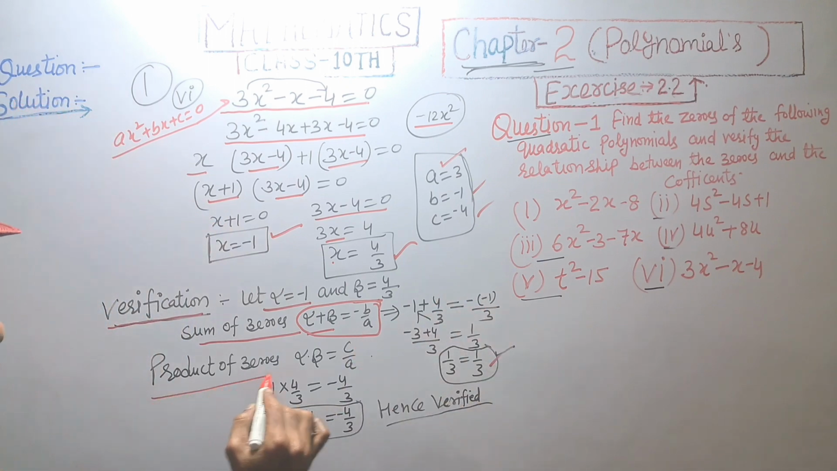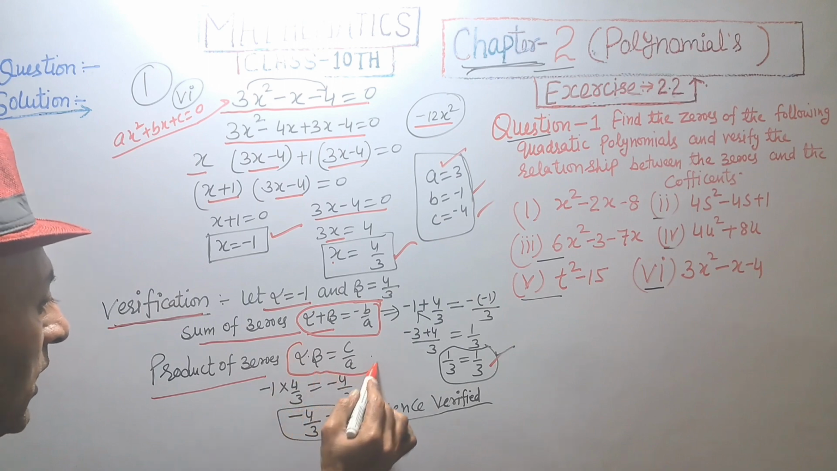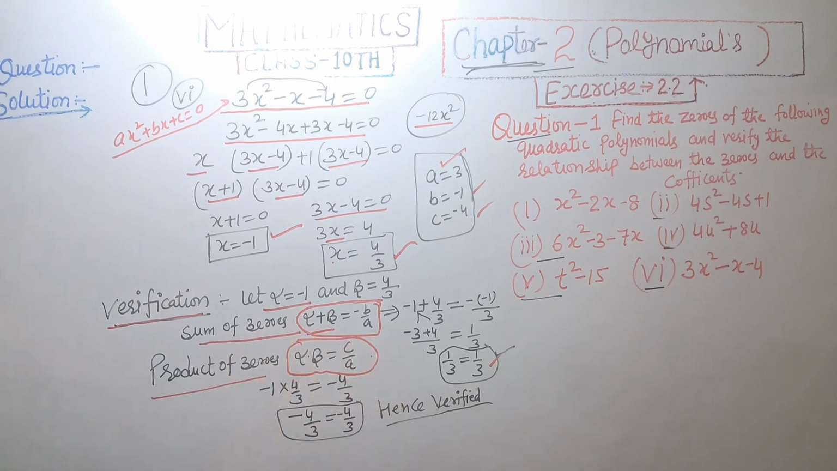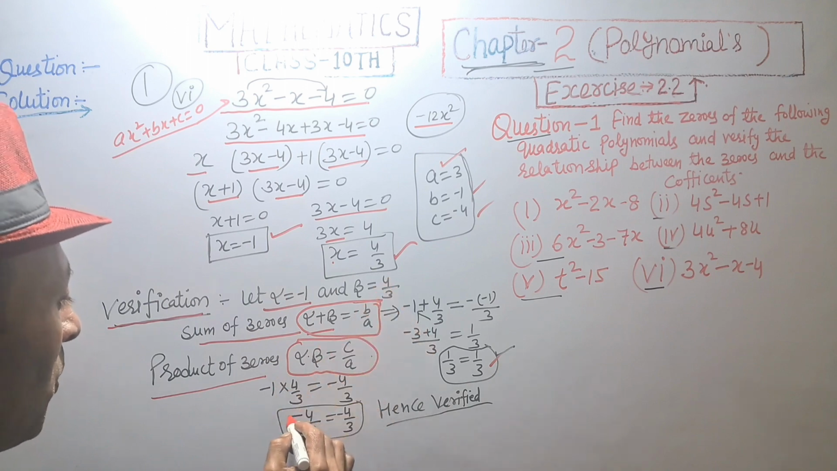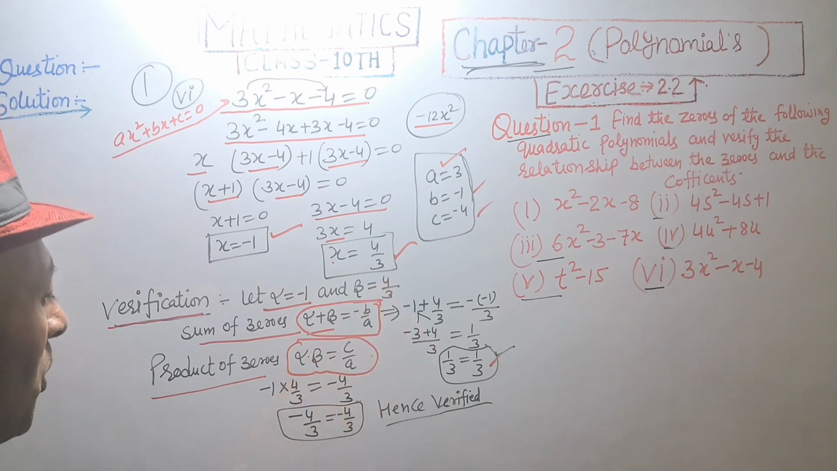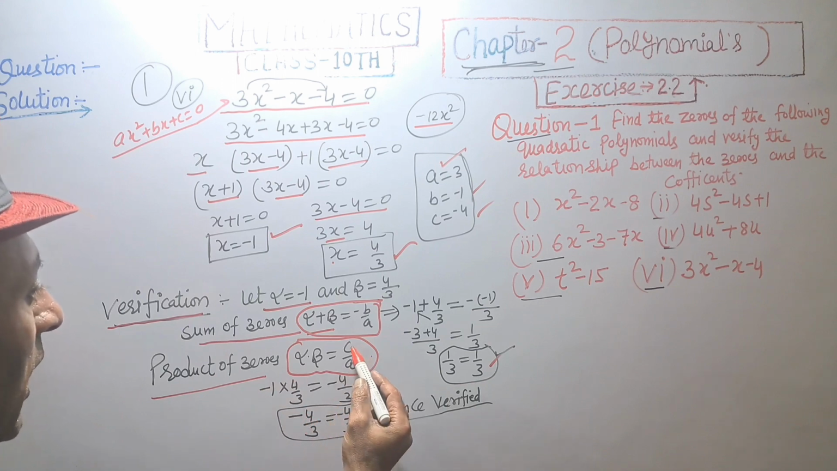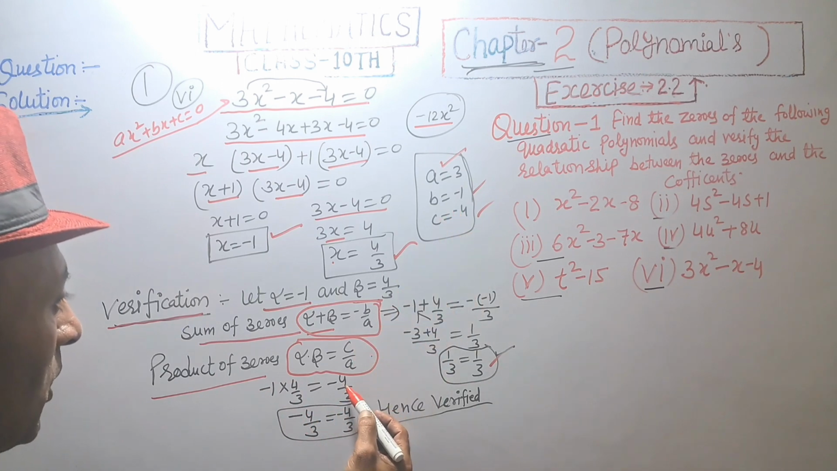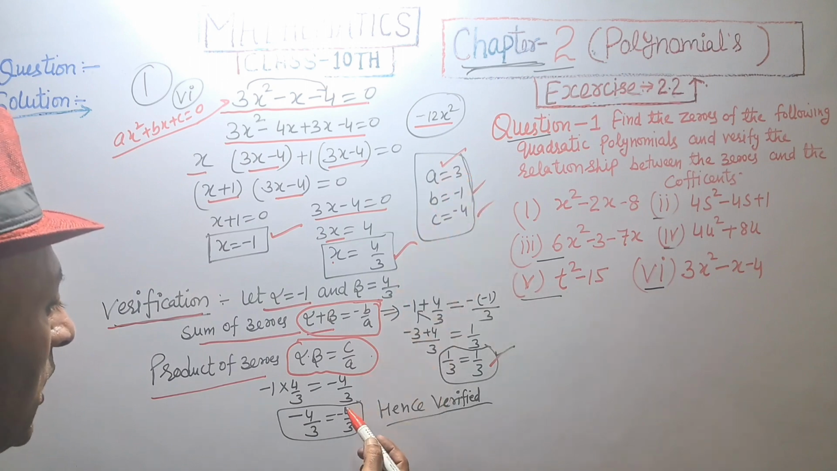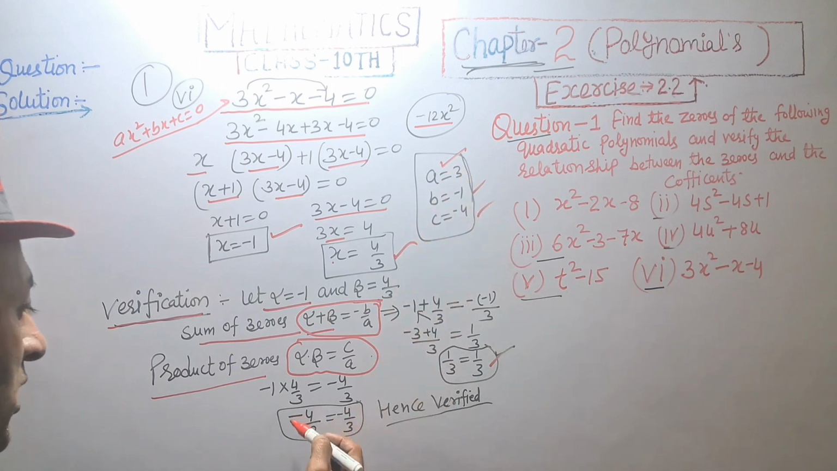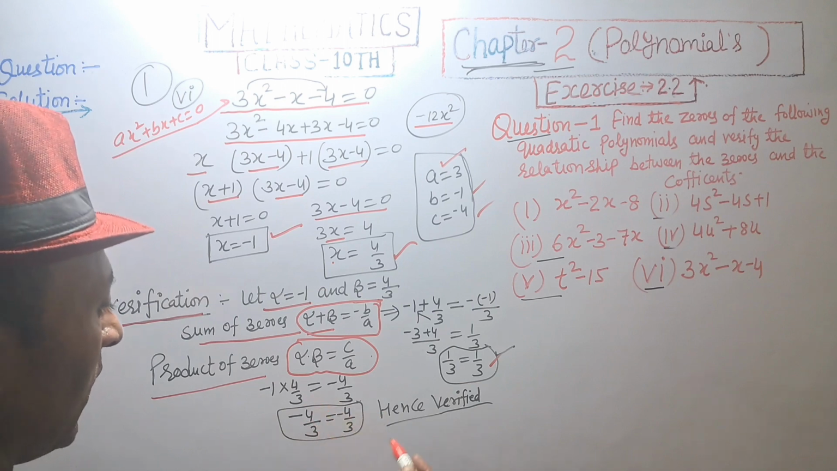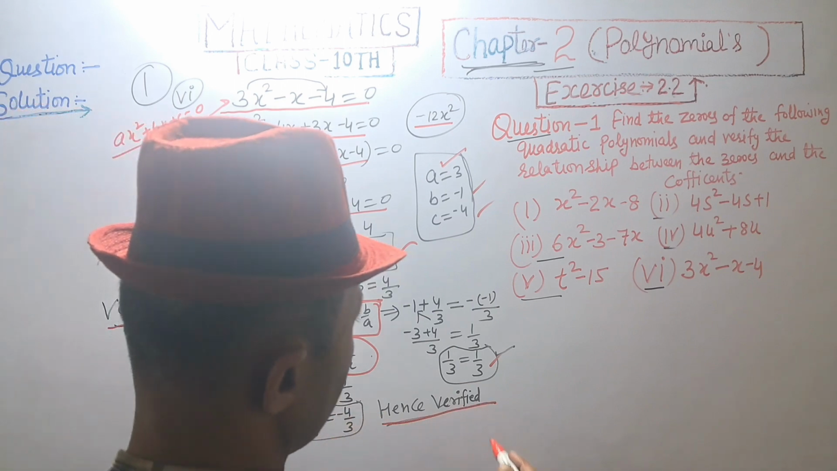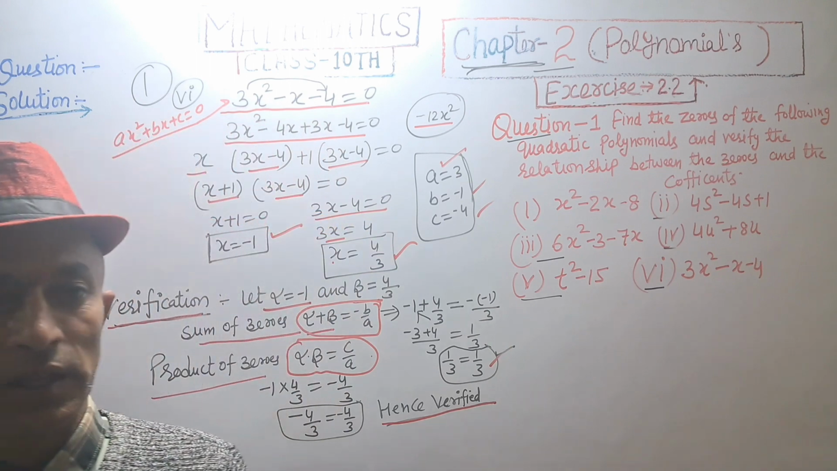So the product of zeros, alpha into beta, is equal to C upon A. Alpha is minus 1 multiplied by beta, 4 upon 3. 4 ones are 4, so minus 4 upon 3, and value of C is minus 4, value of A is 3. Minus 4 upon 3 is equal to minus 4 upon 3. Left hand side equal to right hand side. Hence verified. Thank you so much.